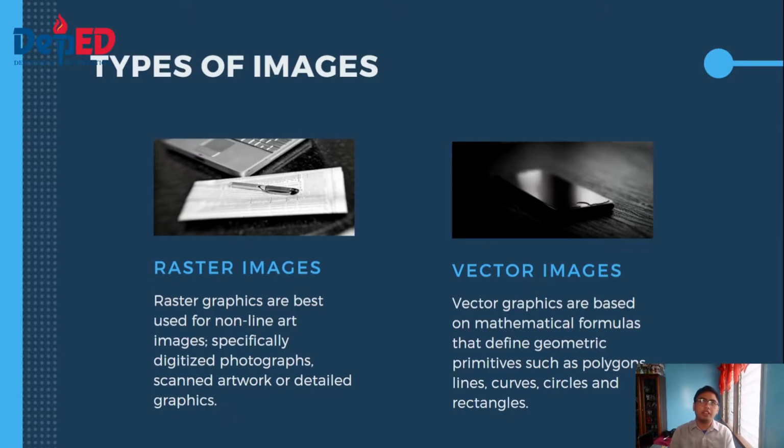So basically, you cannot take a picture of a vector image, because a vector image is created. Let's say you have a drawing of a logo and you want to have a soft copy of it, you will use an illustration software to create it, then it becomes a vector graphic or vector image.